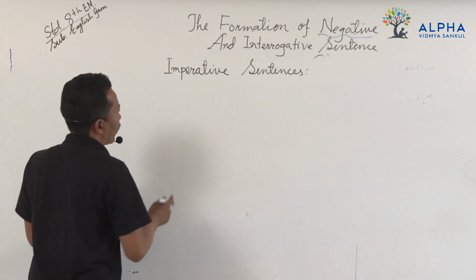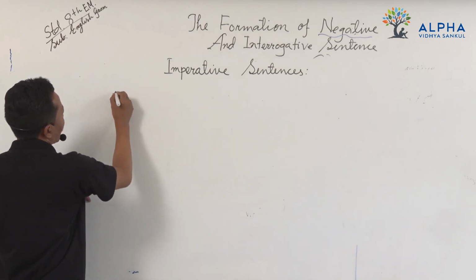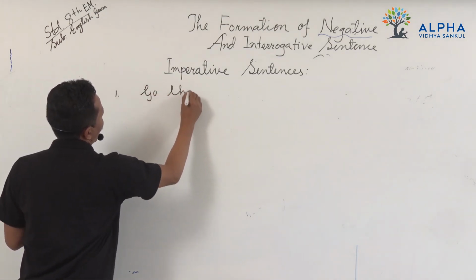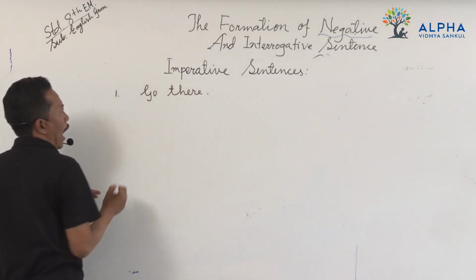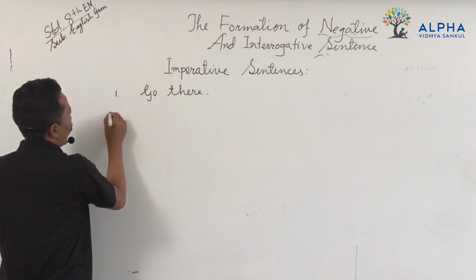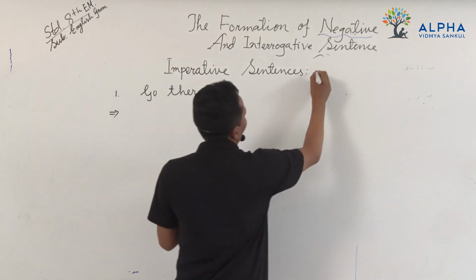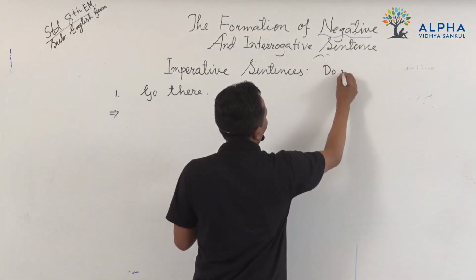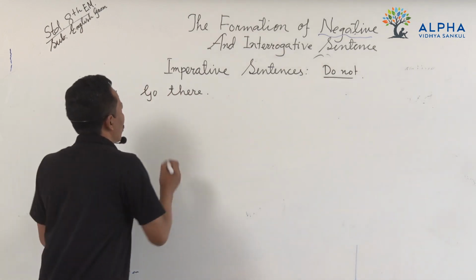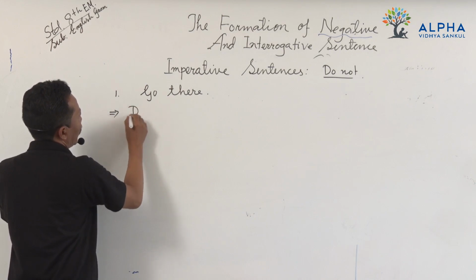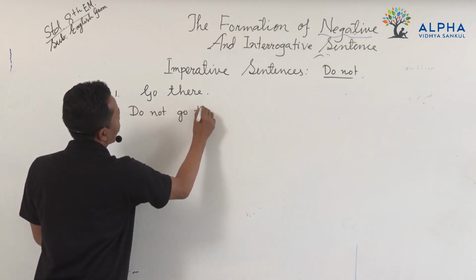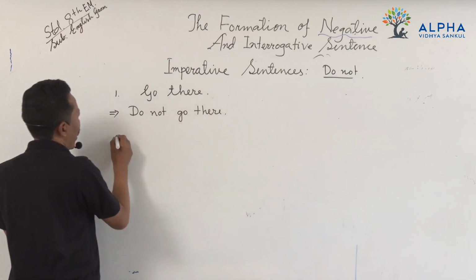See, for the imperative sentences, the first one is: Go there. And if we want to change it into a negative sentence, we have to put do not or don't. So you can say: Do not go there. Okay.